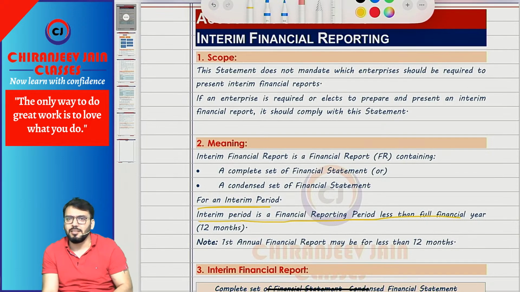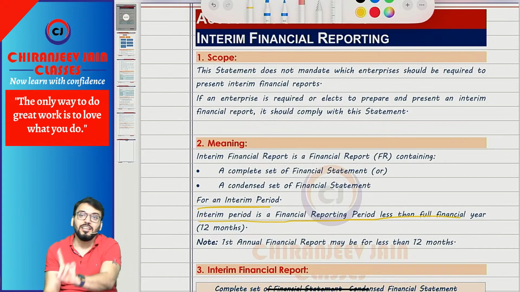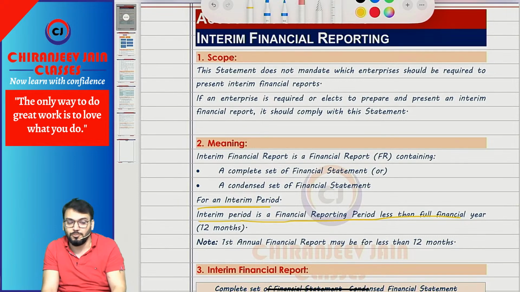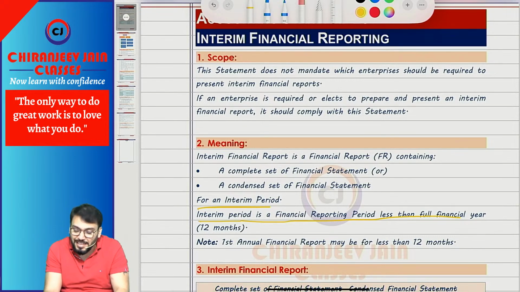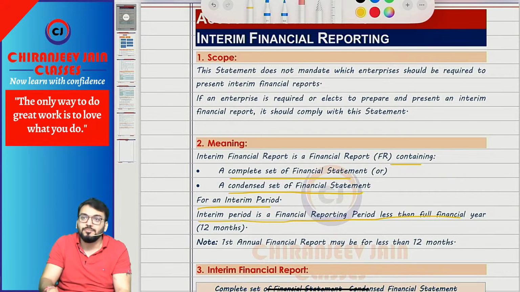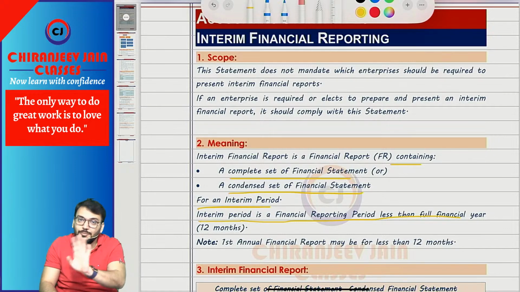But one clarification has been given that the first financial statement can be for less than 12 months. So that is not interim financial report. The first annual financial statement can be for less than 12 months, so that is not interim financial report. But any subsequent financial report, if it is for less than 12 months, it becomes what? Interim financial report. So interim financial report may contain either a complete set of financial statements, or it may contain a condensed set of financial statements. This option has been given. However, annual financial statement will always be complete, it cannot be condensed.